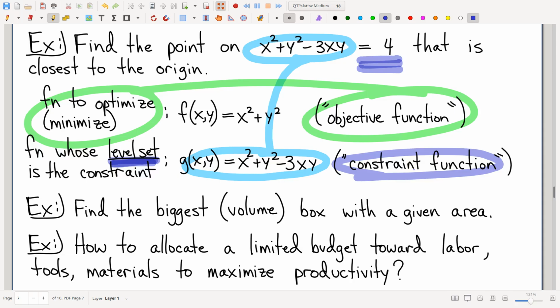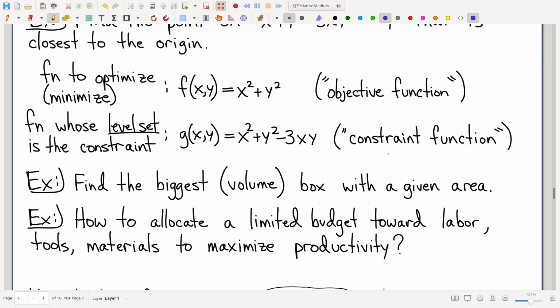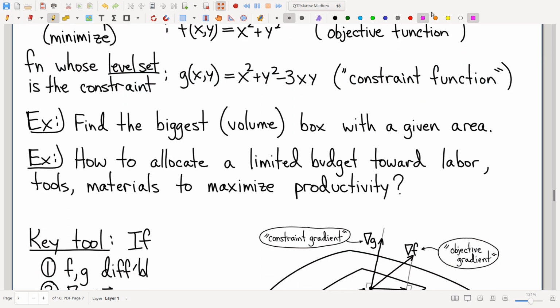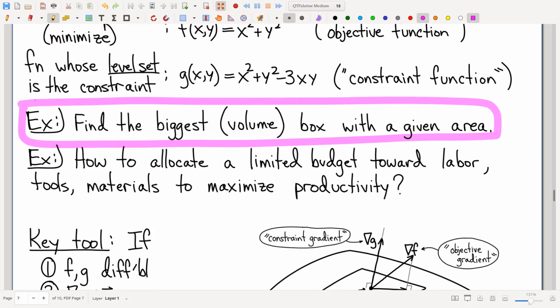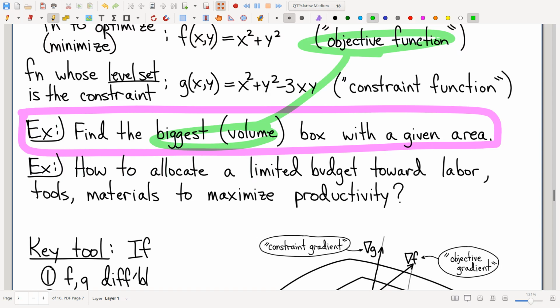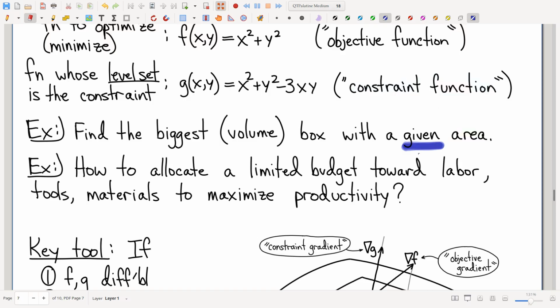All right. So a couple of easy examples of this. If you want to find the box of greatest volume that you can make with a certain amount of area, maybe you have a limited amount of cardboard or something like that. Well, what you want to maximize is volume, and your constraint is that you're looking for a fixed amount, right? Level set, fixed amount of area. So there's your objective function and your constraint function.